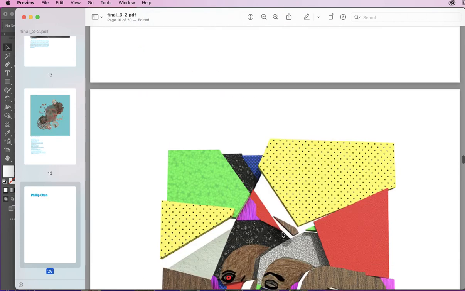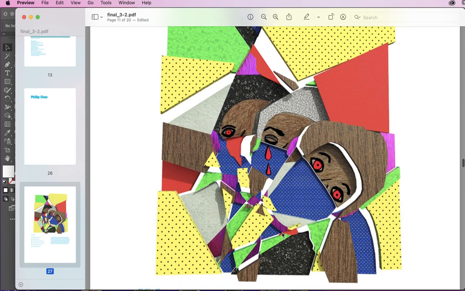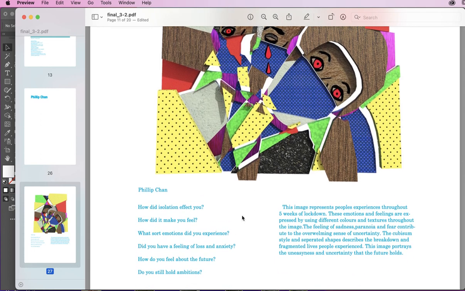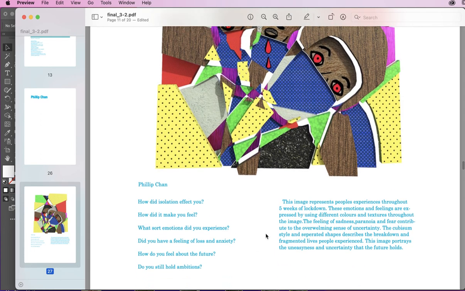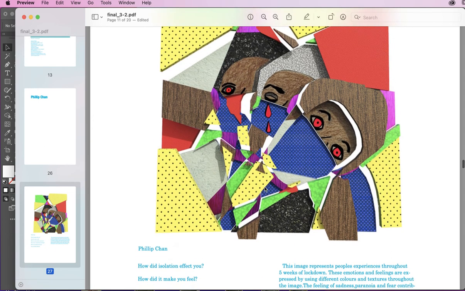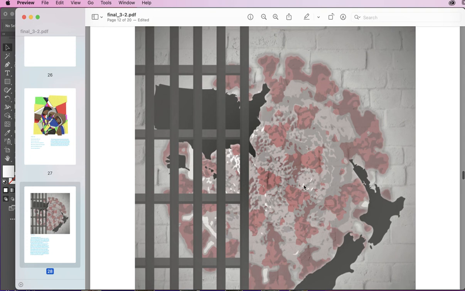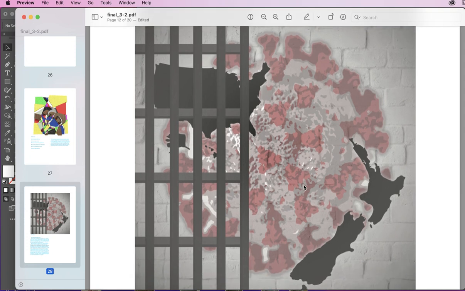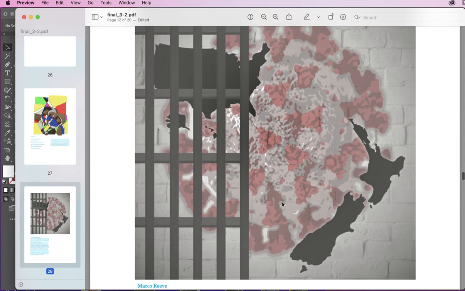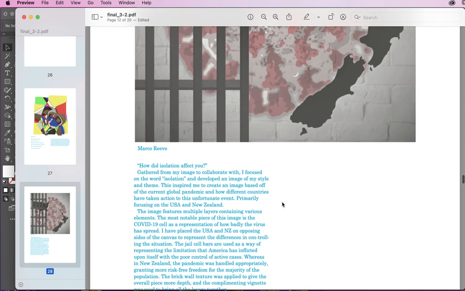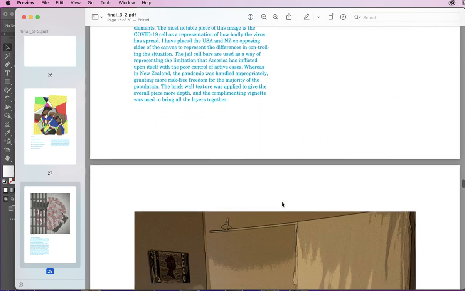The next one starts with this image that's all about COVID and isolation. How did isolation affect you? How did it make you feel? The next person looks at this, and their response is the way that New Zealand and America dealt with the COVID outbreak. And so America, they've kind of put behind these bars and the structure, talking about how they felt that New Zealand dealt with it in a far more sophisticated way.